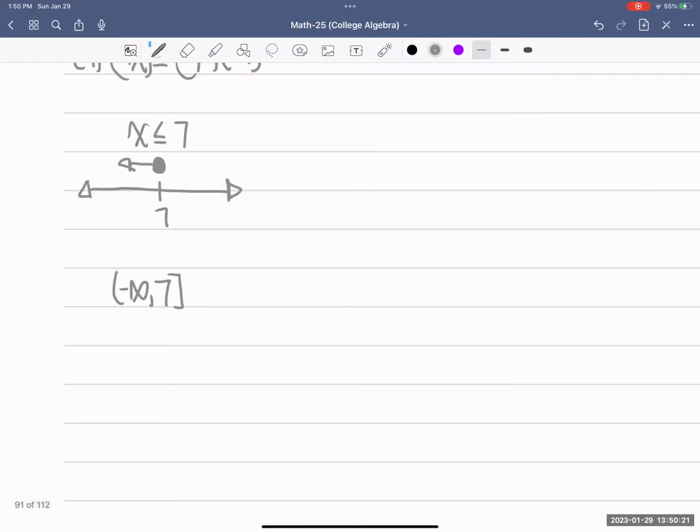And that's it. From here, our domain is going to be from -infinity up to 7, including 7. And that's it.